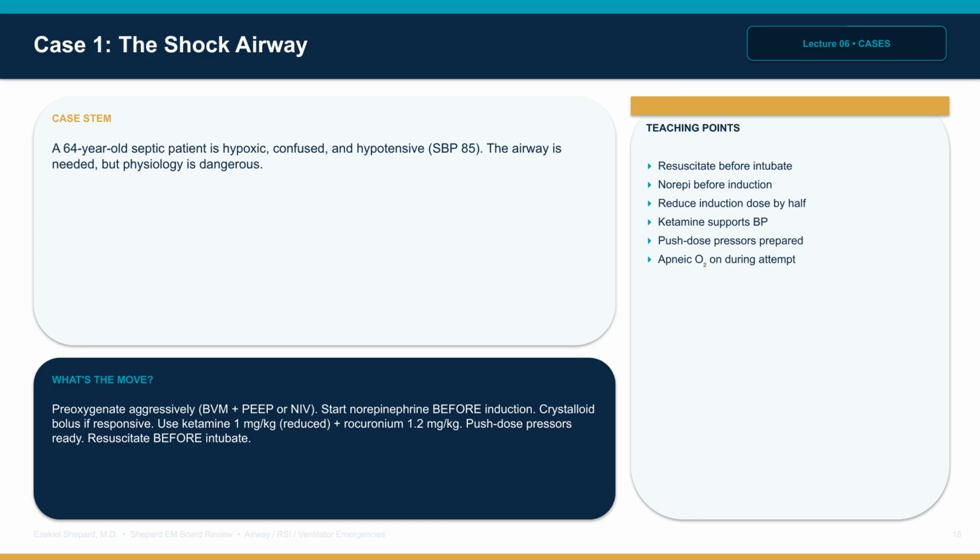Case 1. A 64-year-old septic patient is hypoxic, confused, and hypotensive with a systolic blood pressure of 85. The airway is needed, but physiology is dangerous. Preoxygenate aggressively with bag mask plus PEEP or non-invasive ventilation. Start norepinephrine before induction. Give a crystalloid bolus if appropriate. Reduce etomidate or ketamine induction dose by roughly half. Use a slightly higher rocuronium dose. Have push dose pressors ready. This is resuscitation before intubation.